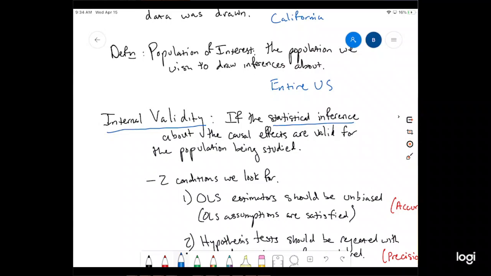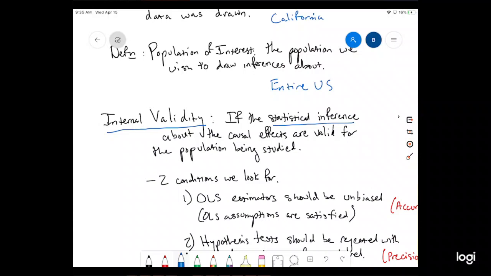Statistical inference is just the estimates of our beta parameters, and their standard errors, their statistical significance. If we find that beta 1 is positive, suggesting that increases in class sizes increase test scores, then our statistical inference would be that we should increase class sizes to increase test scores. Does that make any sense?